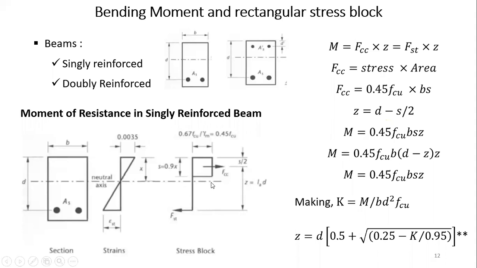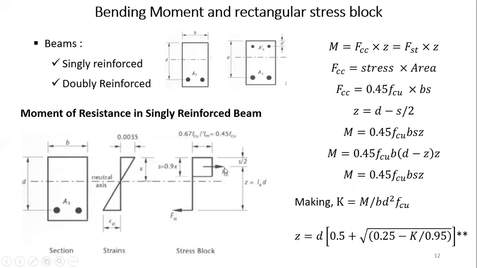If you look at the forces here, this is the force. You can convert this stress to force by multiplying the stress of the concrete by the area of this section, then you have the force. Then this is also the force in the steel. You will see that this is in the form of a couple.